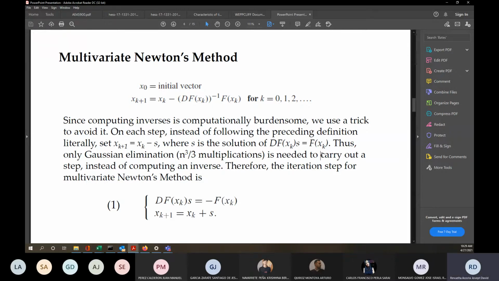And once we carry out this operation, we don't have to compute the inverse, because we're solving first for s, and then when we have s, we just compute xk plus 1 by a vector subtraction, xk minus s, because this is going to be a vector. It's a very simple step, and we don't have to compute the inverse because it's tedious, computationally speaking.